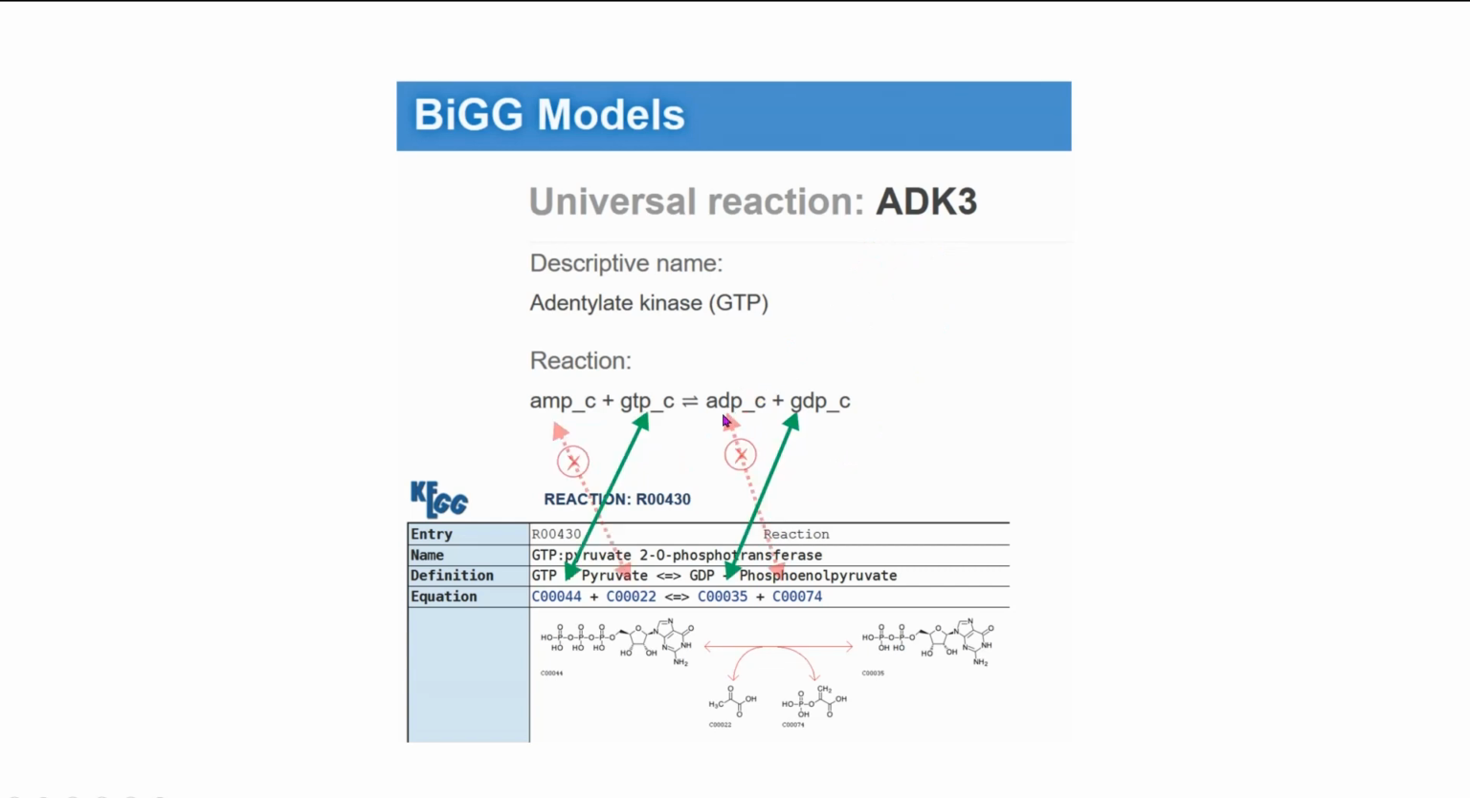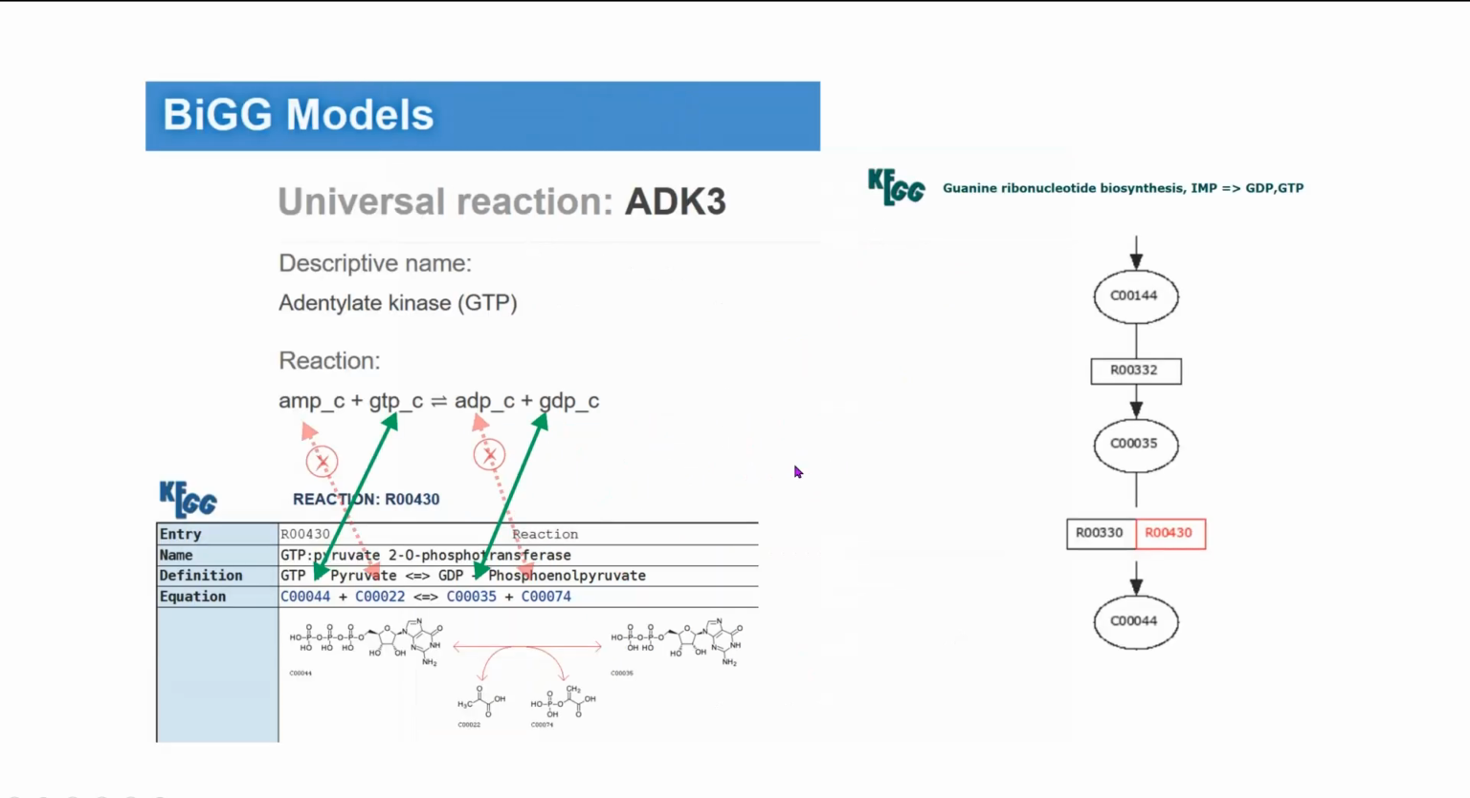However, the 2 metabolites present in both reactions are exactly the ones used as substrate and product in the guanine biosynthesis module. This means that, in this specific KEGG module, ADK3 can act as R00430. In this third strategy, if ADK3 can replace R00430 in every KEGG module, ADK3 is mapped to R00430. This method is used to map models' reactions to KEGG, but not to BiGG.